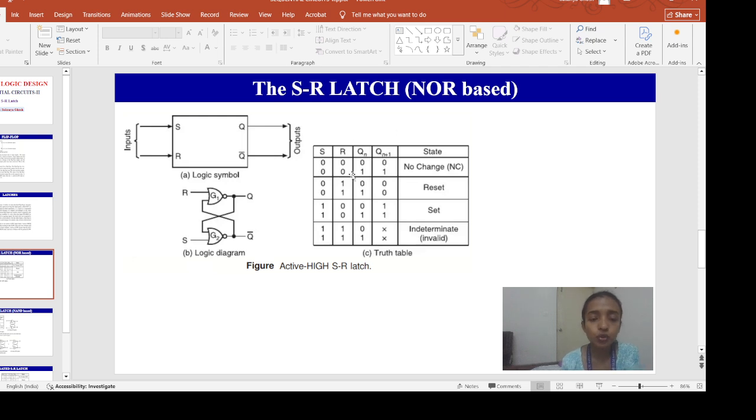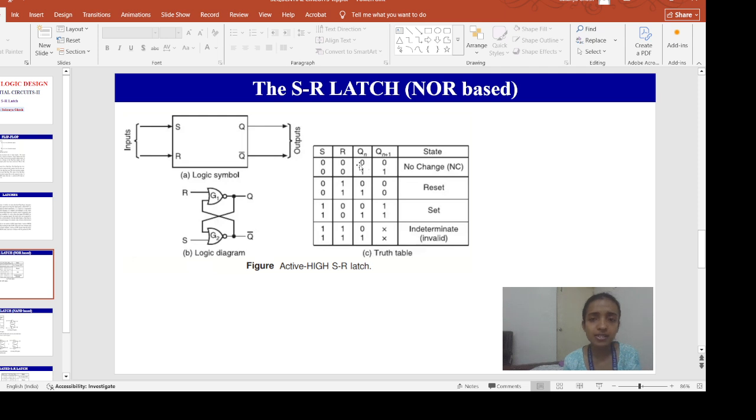So if you observe the truth table, what is happening? When set 0, reset 0. When set and reset both are 0, this is the normal resting state of the NOR latch, and it has no effect on the output state. When both S and R inputs are 0, that means it is the resting state.